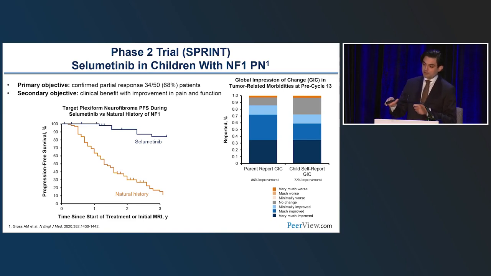And if you can see the two graphs, the graph next to the Kaplan-Meier, on the global impression of change score, they asked patients themselves and their parents how they thought their symptoms were doing other than pain. And the majority of them, 86% of the adults, or the parents I should say, mentioned that they at least had minimal improvement, but most of them had much improved symptoms or very much improved symptoms. And the kids were similar at 72% reporting clinical benefit with the use of selumetinib.